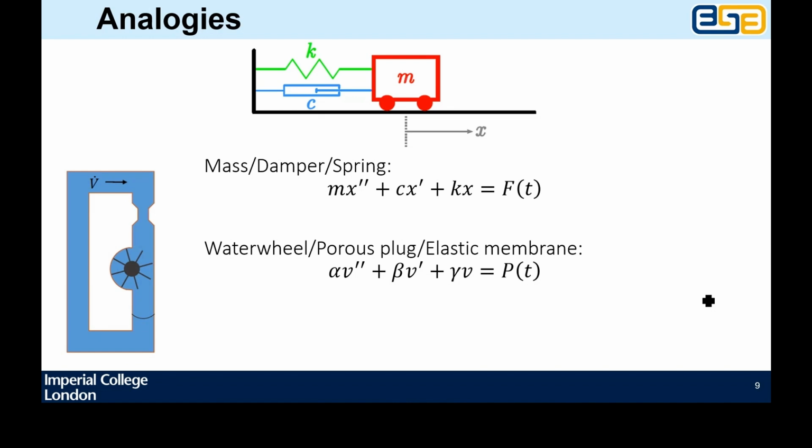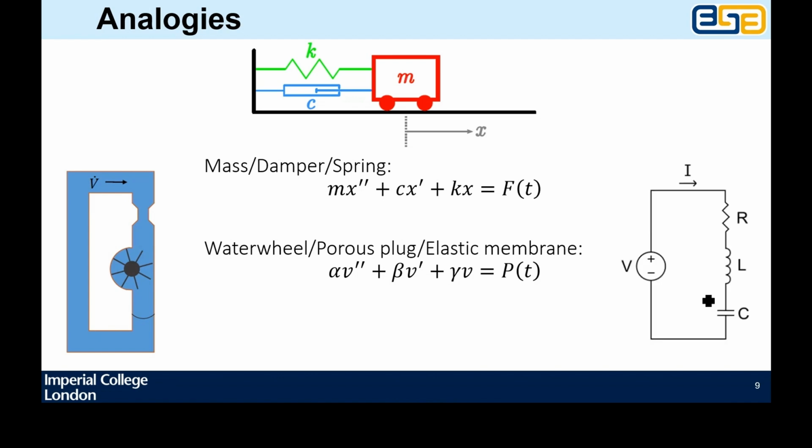Pretty good. The porous plug is correct. Exactly right. Okay, so beta is the sort of narrowing of the thing, the porous plug. It's how energy is dissipated out of the system. Okay, which means that gamma must be describing something about the elastic membrane. And it is. It's the sort of stiffness of the membrane, just like K was the stiffness of the spring.